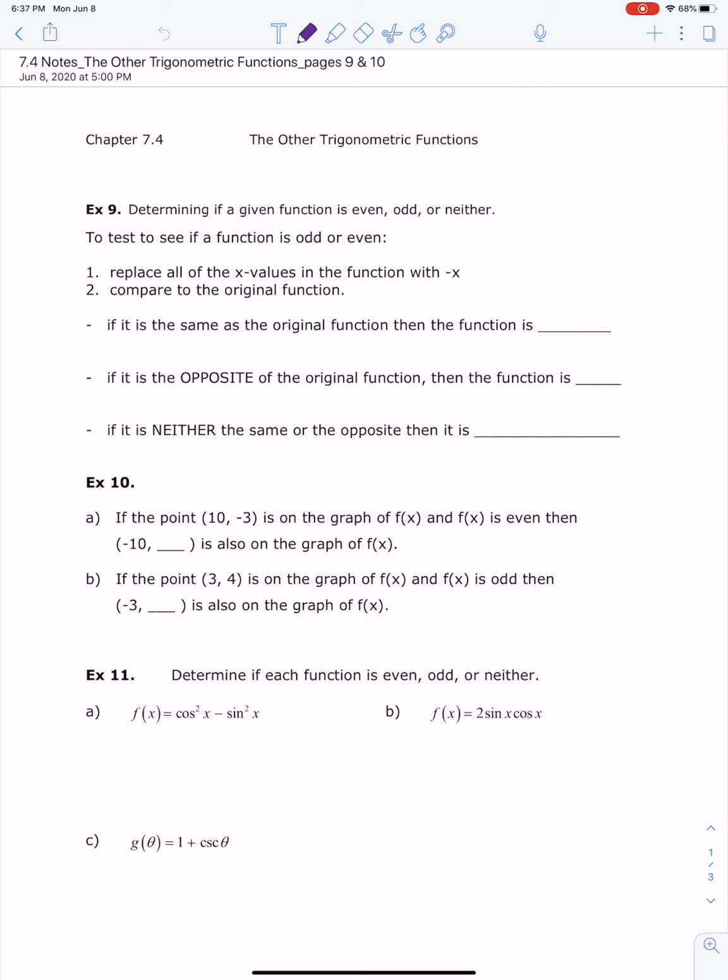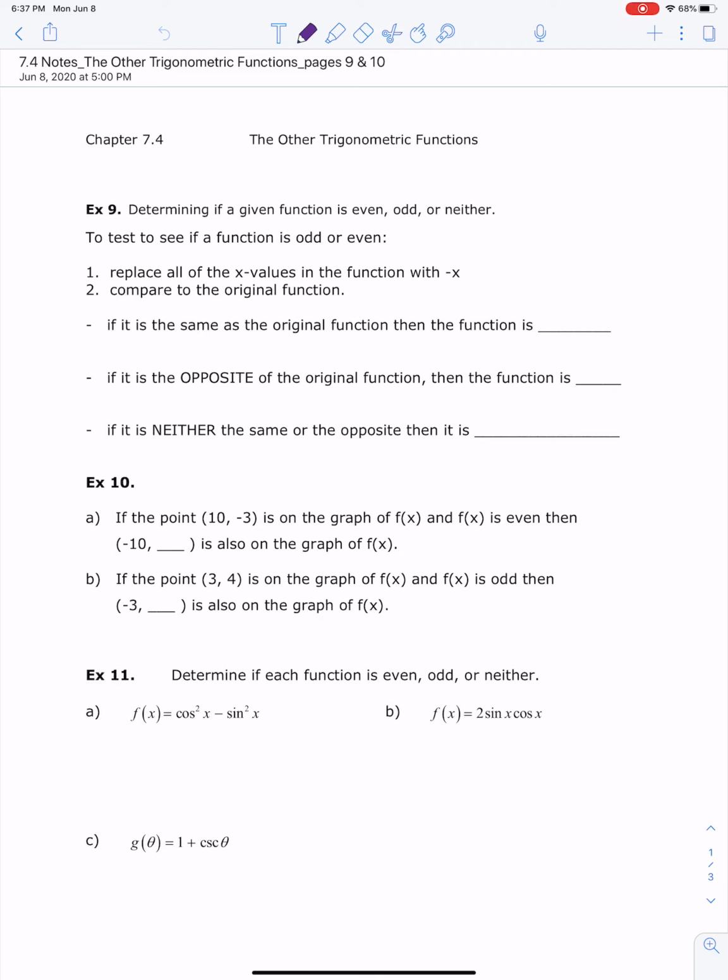Okay, here is chapter 7.4, the other trigonometric functions, pages 9 and 10. So we're going to talk about how to determine if a function is odd or even. You did this in Algebra 2, you did this in college algebra. It's the same with trig functions, it just feels a little different sometimes.